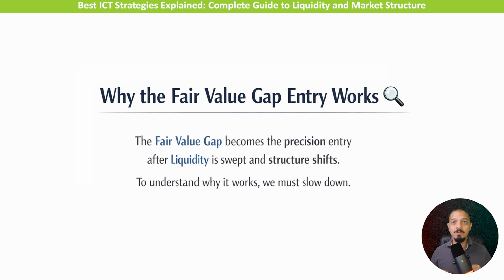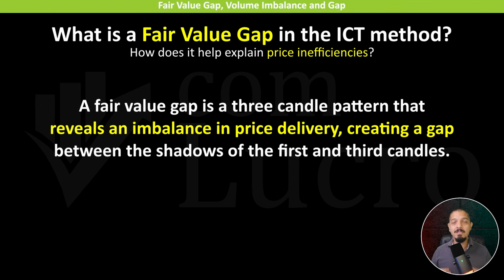At this point, you may have noticed that one element keeps appearing inside this setup: the fair value gap. We use it as the precision entry after liquidity is swept and structure shifts. But if you truly want to understand why this entry works, we need to slow down for a moment. What exactly is a fair value gap, and why does price react to it so consistently after a liquidity sweep? Before we continue building more strategies, let us break down this concept in detail.